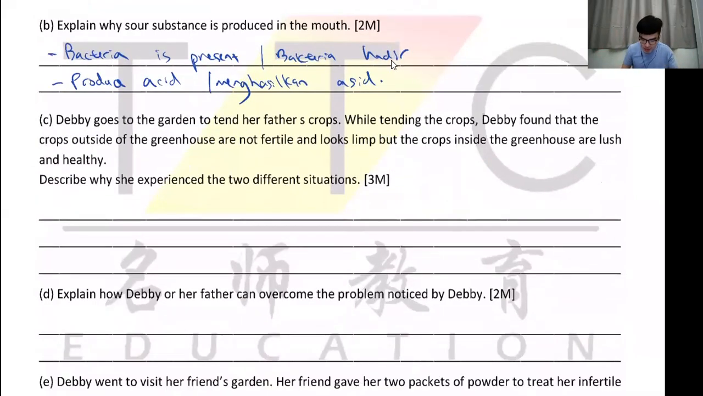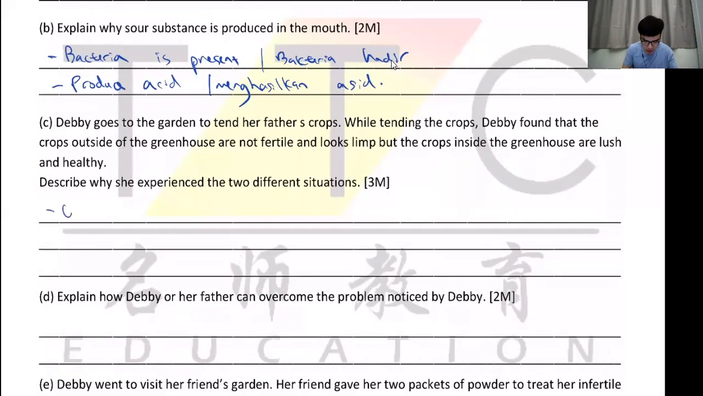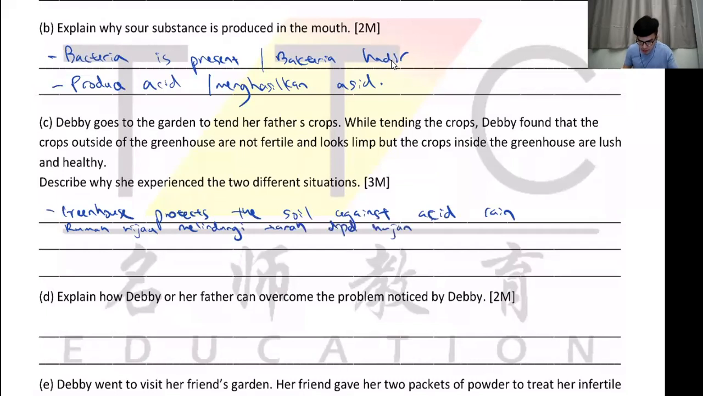Okay, why she experienced the different situation, you can say the greenhouse protects the soil against acid rain. Okay, rumah hijau, melindungi tanah daripada hujan berasid.